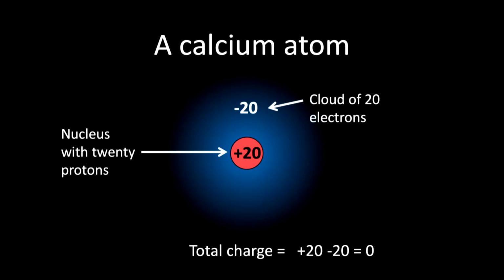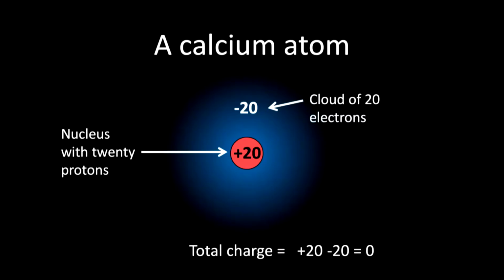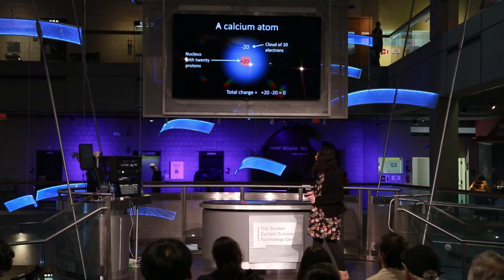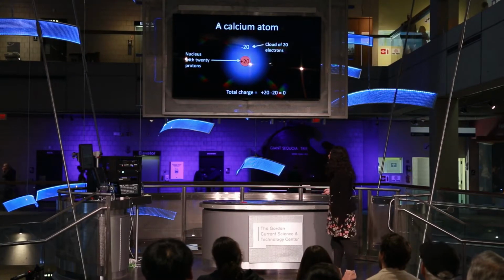and an equal number, 20, negative electrons swishing around the nucleus. Okay. Now, the total charge of this atom then is plus 20 from the protons in the nucleus, minus 20 from the electrons, so it's 0. It's what we call a neutral atom. There's no charge, right? So let's just for fun draw all of those 20 electrons on here.